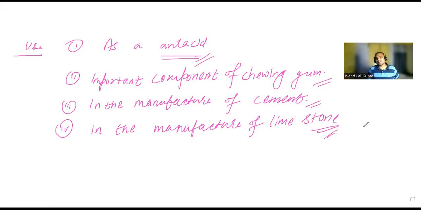And then the last compound is cement, or the plaster of Paris or the gypsum. This is the only one compound that we will study in the next class. Then this chapter will be over, and we will start atomic structure. Okay, sir.